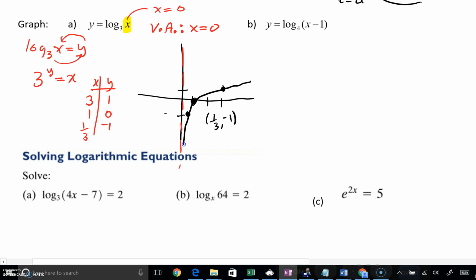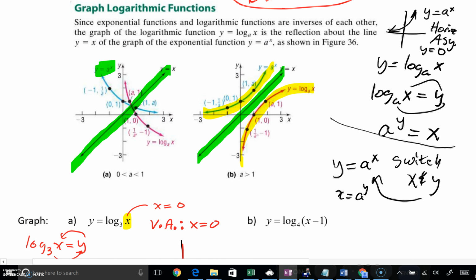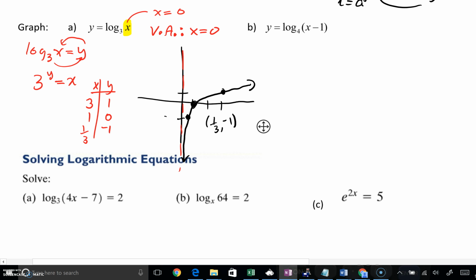And hopefully you can see we're going to be getting closer and closer. This looks very much like the graph that we just had right here. This would be a super fast way to make a graph of a log curve. Take a look at part B.